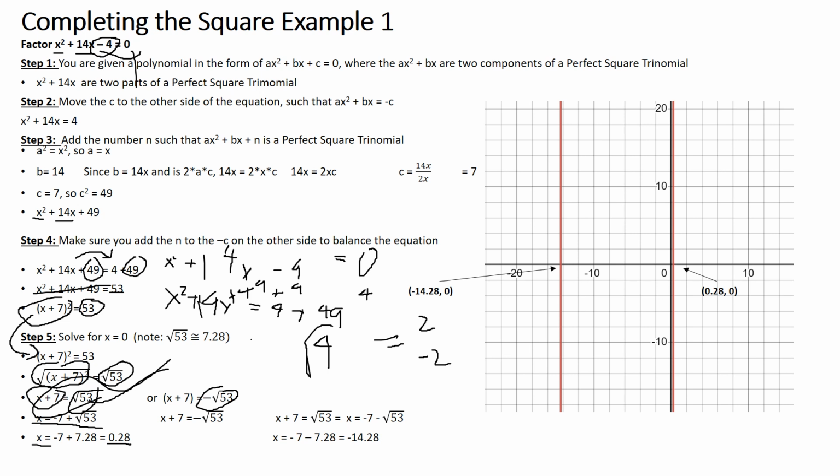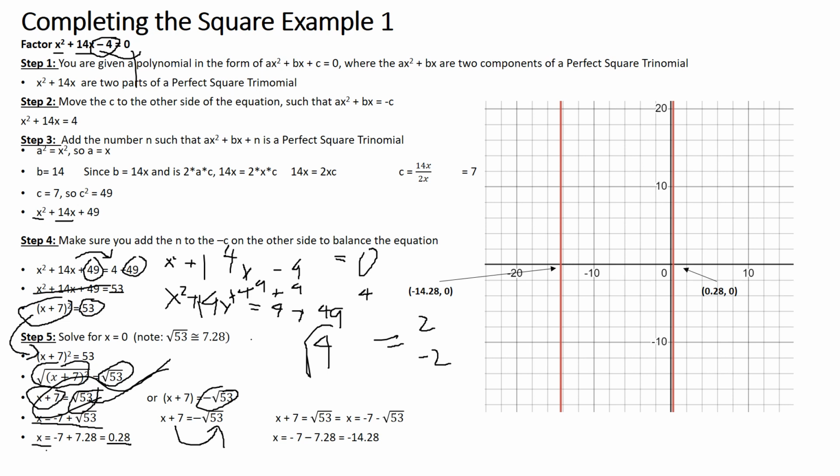Now I solved for one already. x equals negative 7 plus 7.28, which is 0.28. But then if I make it negative, negative square root of 53, and then move the 7 to the other side, I get x equals negative 7 minus 7.28, the square root of 53, which is negative 14.28. So I have two answers here.